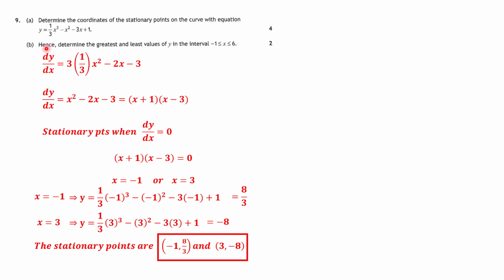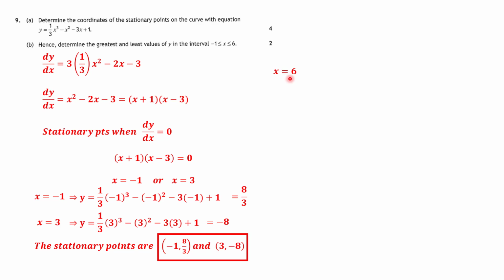Part B. Hence, determine the greatest and least values of y in this range. Now, one of the values here, this x minus 1, is a stationary point. We don't know if it's a maximum or minimum. We're not asked that. We're just to find the coordinates. So we're now going to find out what happens at the other end of this interval. Let's get a value for that.